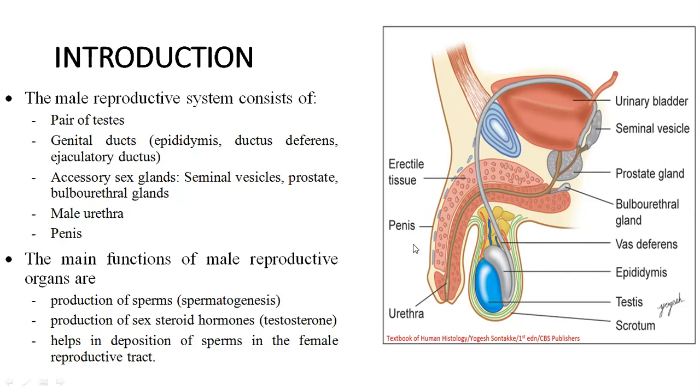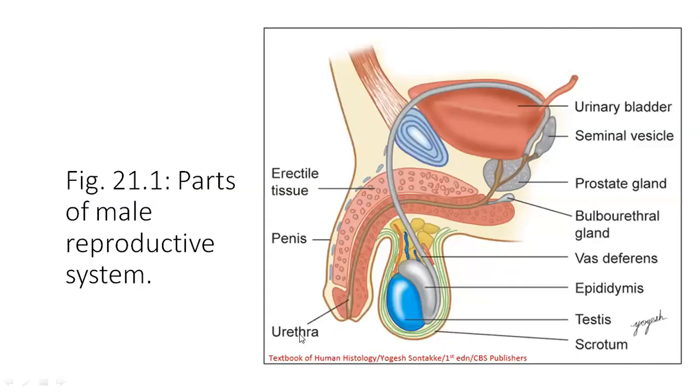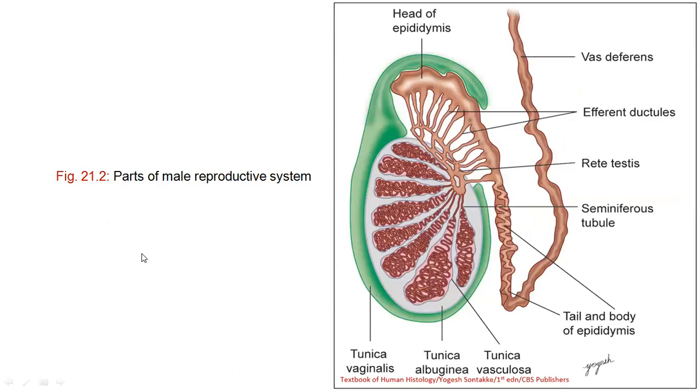The main functions of male reproductive organs are production of sperms, that is spermatogenesis, and production of sex steroid hormones, that is testosterone. It also helps in deposition of sperms in the female reproductive tract. Now these are the parts of the male reproductive system which we have seen. Now let us see the gonad first.